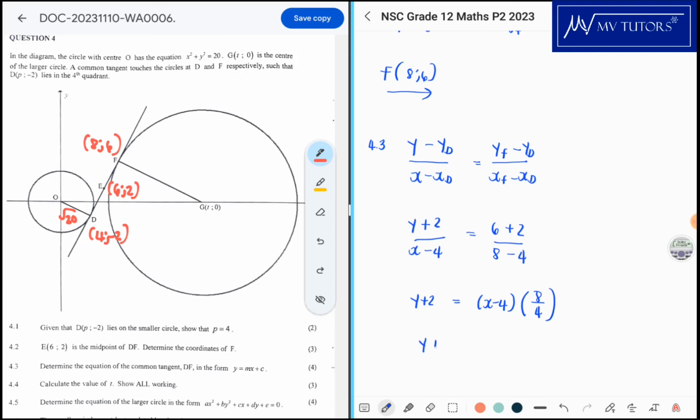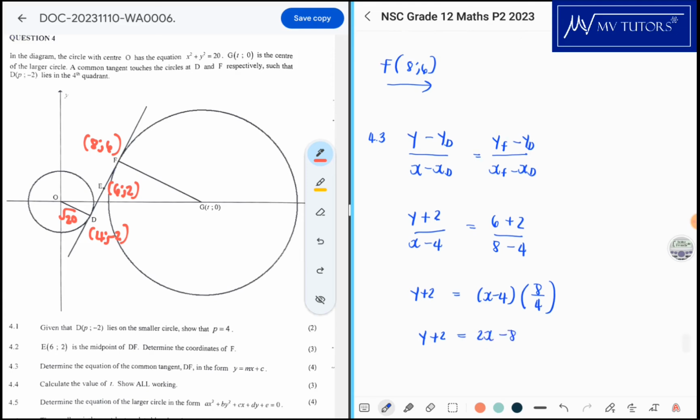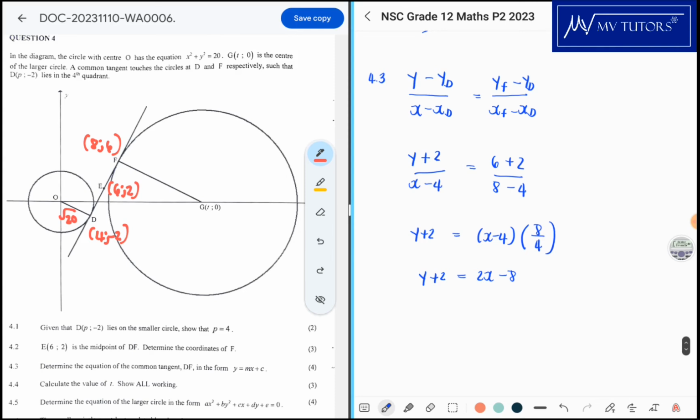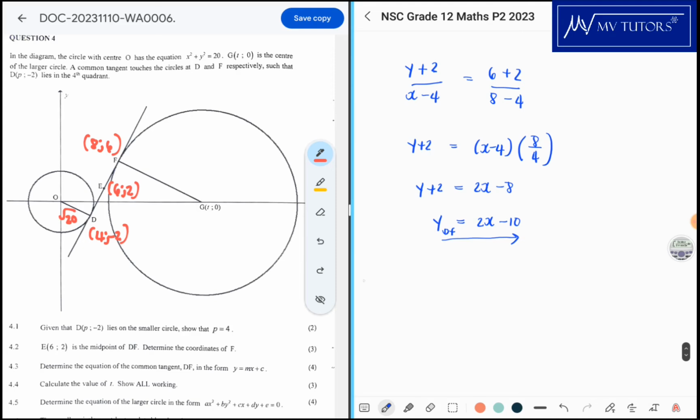Okay, so y plus 2. 8 divided by 4, that's 2. So I have 2x minus 8. And then now, if I take the 2 to the other side, it will be minus 2. So I have 2x minus 10. And that's the equation of this straight line. Okay, common tangent DF. All right. That was a nice 4 marks. And then now 4.4.